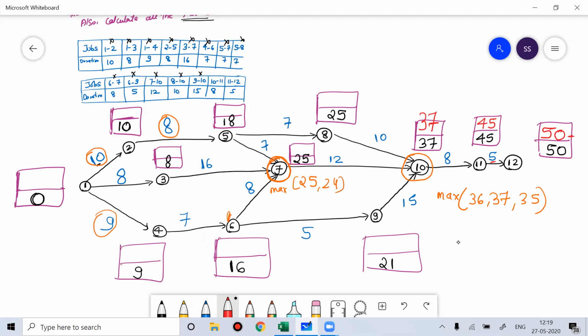Now you are going back, from the right to left hand side. What we are trying to fill here is the latest time. So we are going back.